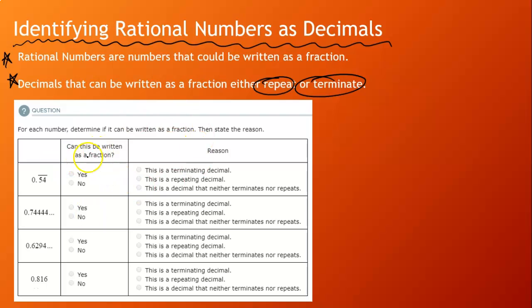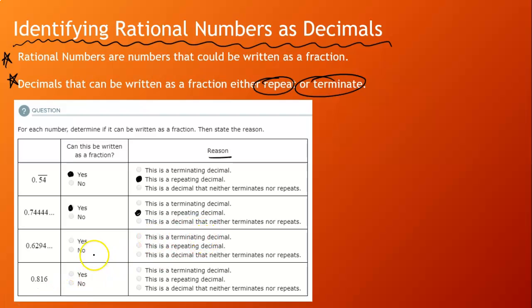All right, so I'm going to actually start with the reason instead. Is this a terminating decimal? No, it's not, so we don't want to put that there. Is this a repeating decimal? Yes. As soon as we say it's a repeating decimal, then we know that it can be written as a fraction. Let's try this one. Is this a terminating decimal? No. Is this a repeating decimal? Yes. Again, that means yes, it can be written as a fraction.